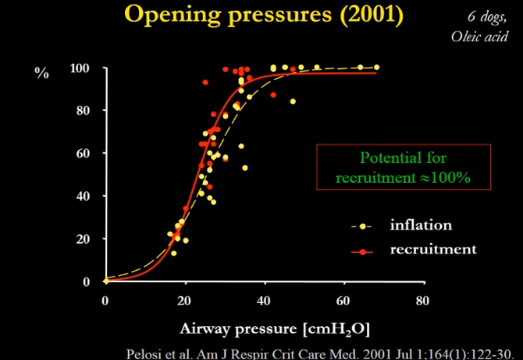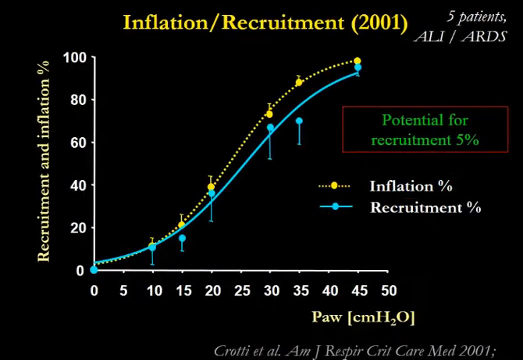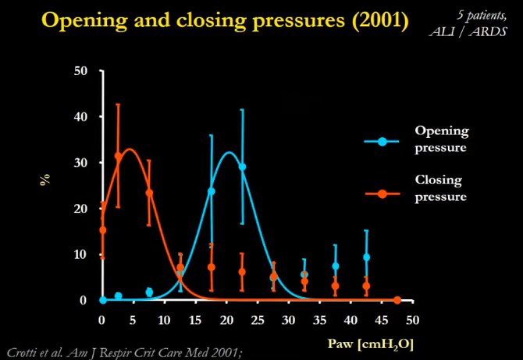These were American dogs. These were Italian patients, exactly the same thing. So we have the opening pressure. Most of the opening happens up to here. And then we have some which may open at higher pressure. But the price to pay to keep open 1% of the lung may be excessive for all the rest of the lung.